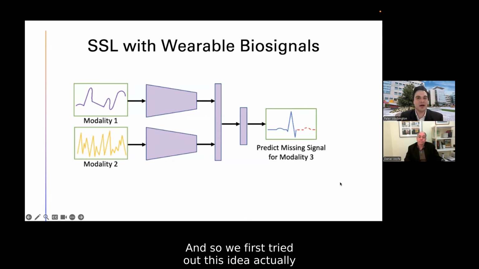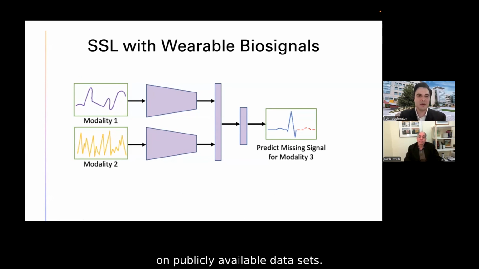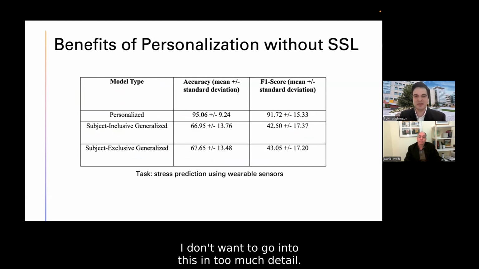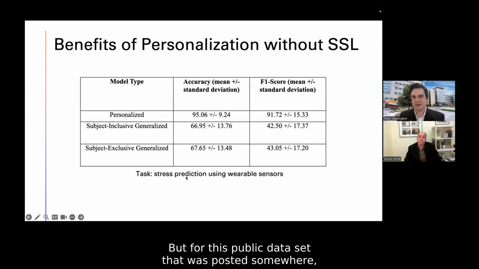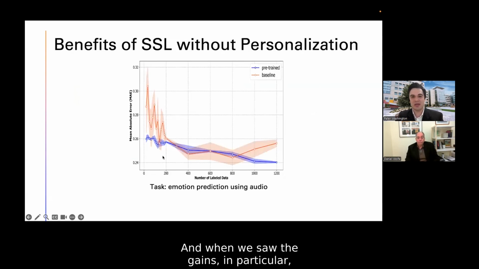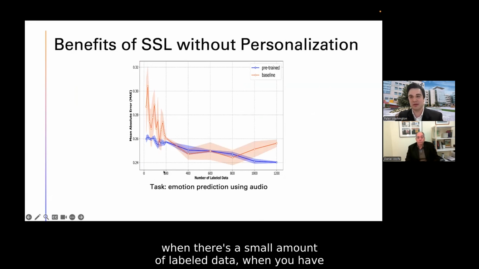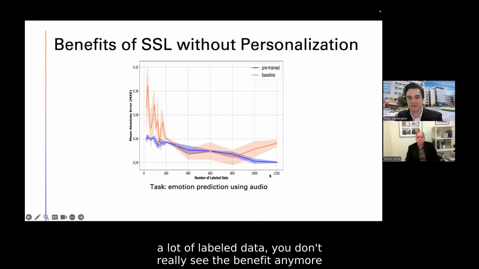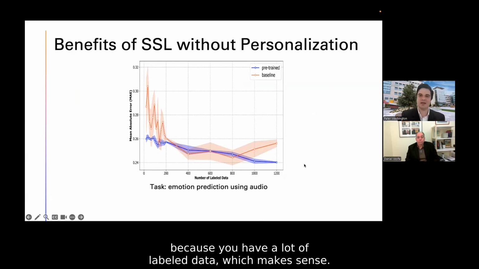We first tried out this idea on publicly available data sets. I don't want to go into this in too much detail, but for this public data set that was posted, I think in Nature Scientific Data, which publishes a bunch of data sets, we found one, and the personalized model performed really well versus the generalized models. We saw the gains in particular when there's a small amount of labeled data. When you have a lot of labeled data, you don't really see the benefit anymore, which makes sense.